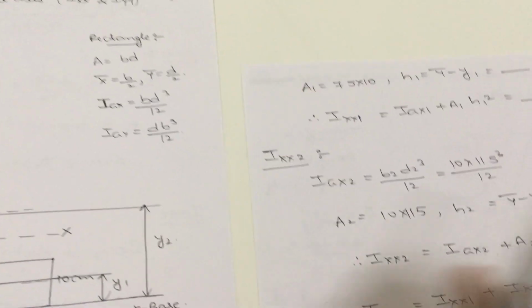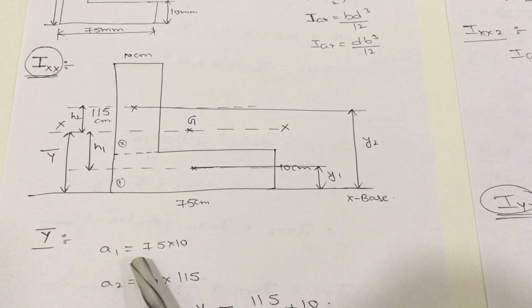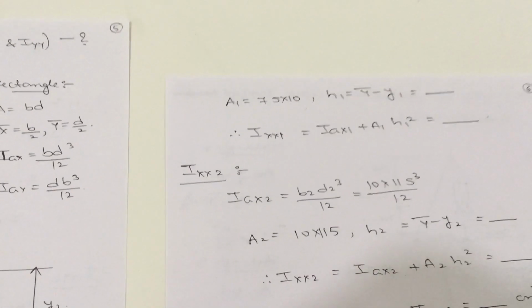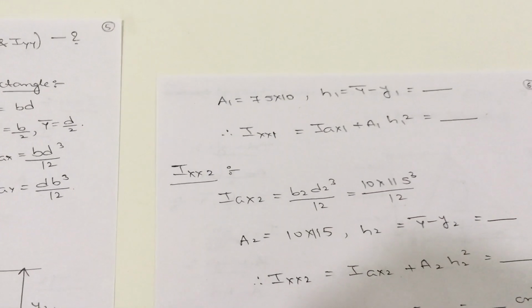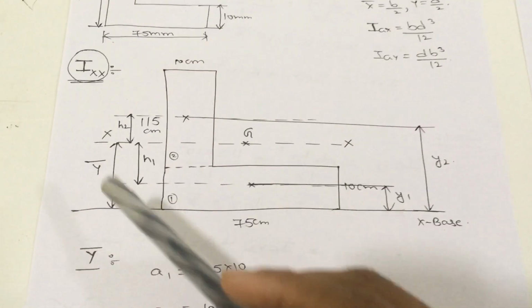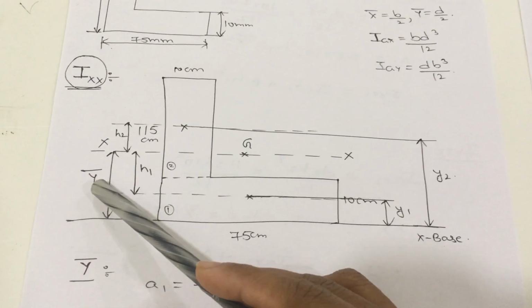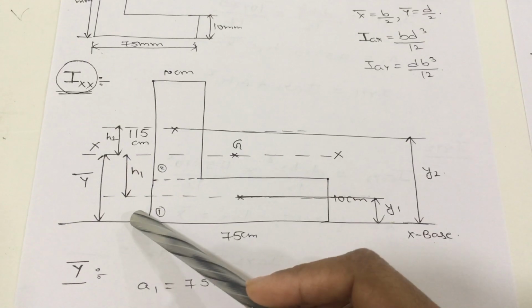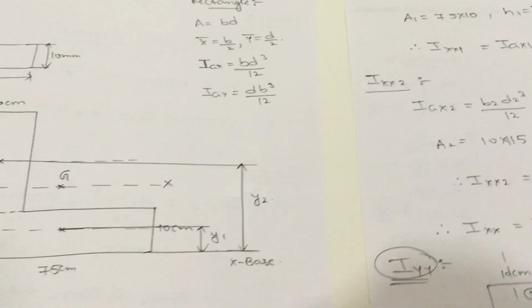Next, the h1 value. Here for the first section, again the area calculation. The area we have already calculated in the y bar calculation. So A1 is equal to 75 into 10. Next, h1 is nothing but y bar minus y1 in terms of the y distances. Here the y bar value is from here to here, and the y1 value is from here to here. So y bar minus y1 gives you the h1 value. Bigger number minus smaller number, so you should get positive values in the h1 and h2 calculations.